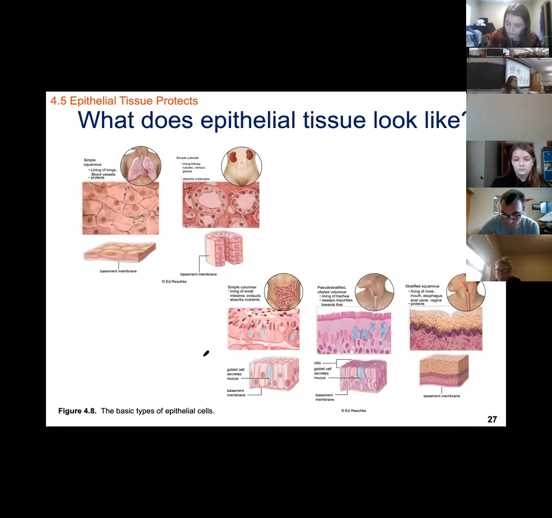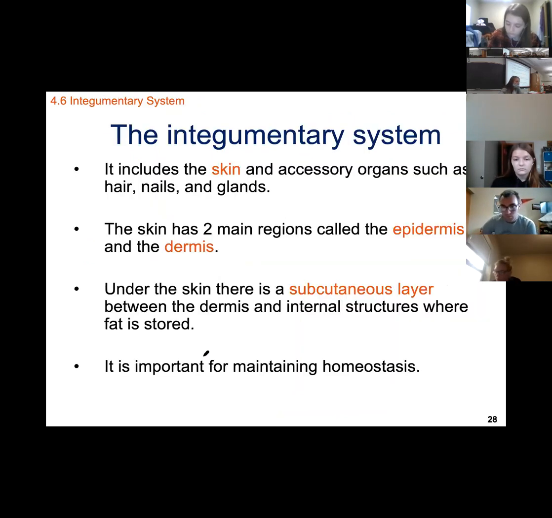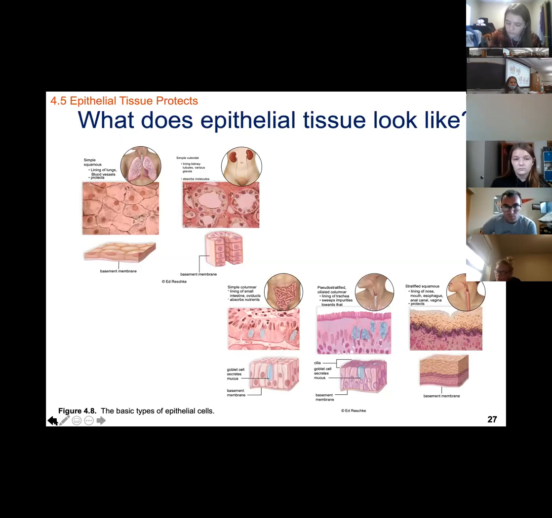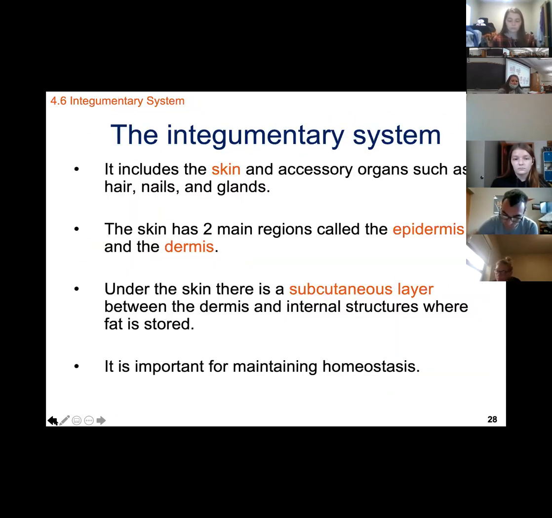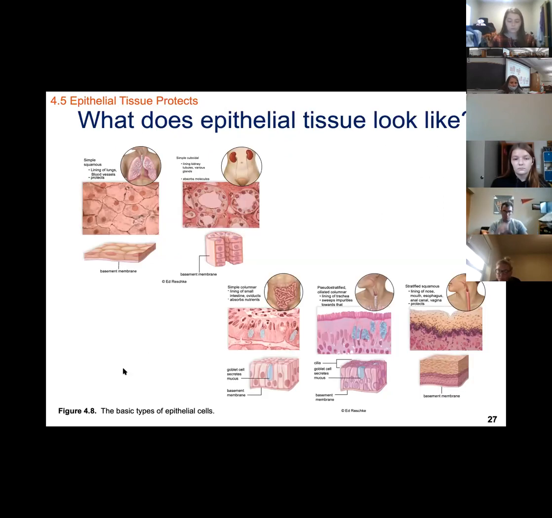And let's see here if there's another picture. There is not. Simple, sorry, it's hard to read. Simple cuboidal. Okay, there we go, the last one. All right, and then we have the squamous, which is flattened. It kind of looks like the word squash, right, when you think of something that's squashed.